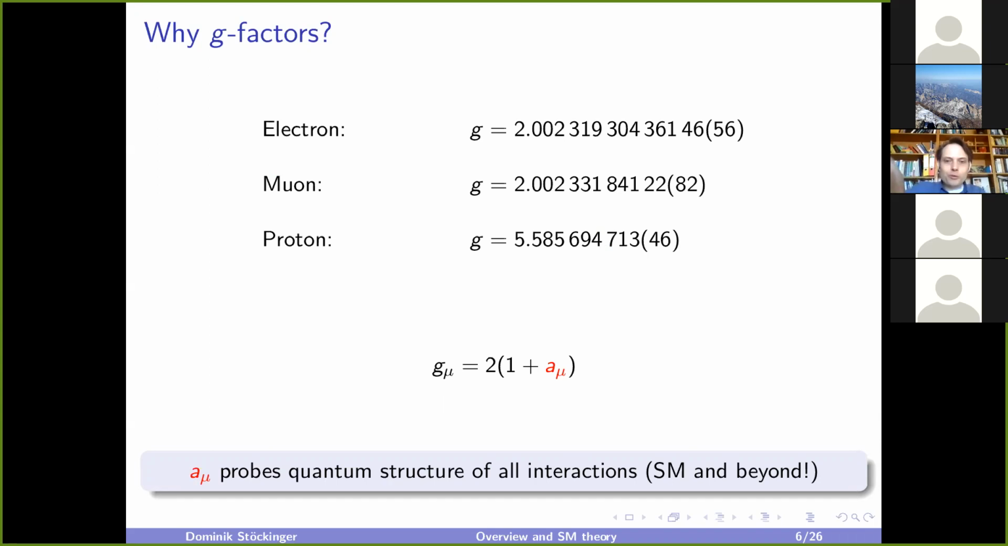And you see here from the G factors that the G factors are such a detailed probe into the inner structure of the particles, because the proton has now a G of 5 instead of 2, which means that these G minus 2 corrections are incredibly large. They are 100% or more than 100% corrections. And the reason is, of course, that the proton is a strongly interacting bound state.